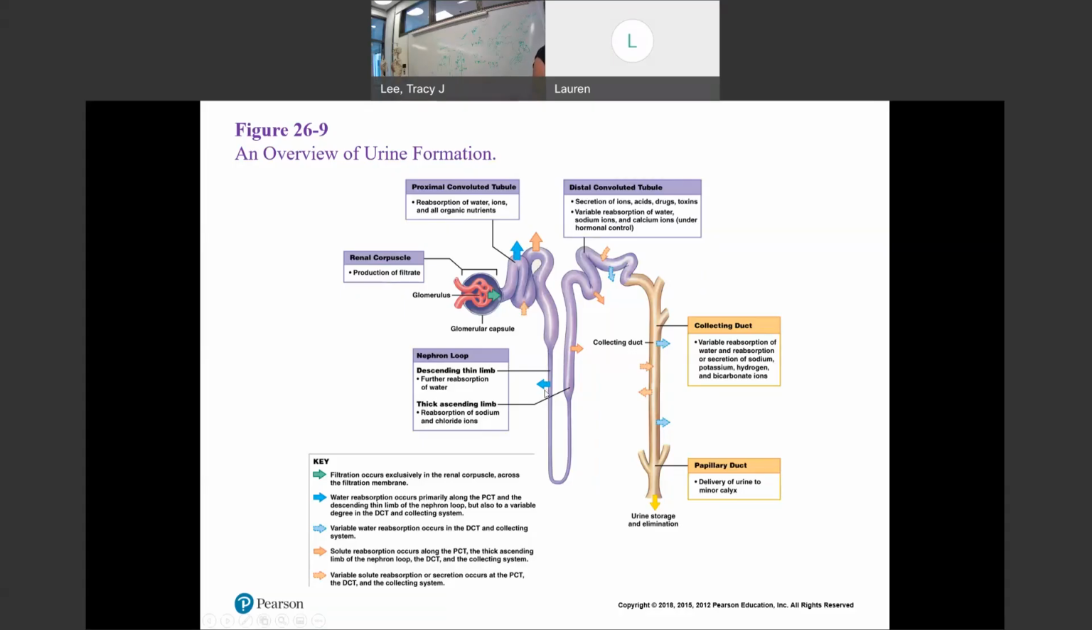As we go down here, we said these are highly permeable to water. So we see water coming out. As we go, these are not permeable to water, but they are permeable to solutes. So solutes can go out or come in as needed. Distal convoluted tubules, we see most of our secretion take place in the distal convoluted tubules. So we're going to take things from the blood and put it in here. These guys are really under hormonal control. And then our collecting duct, we can kind of fine tune everything.